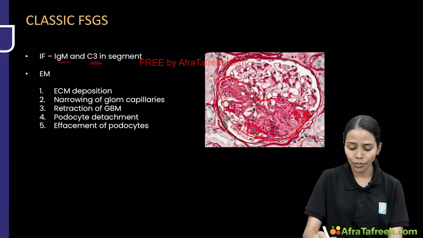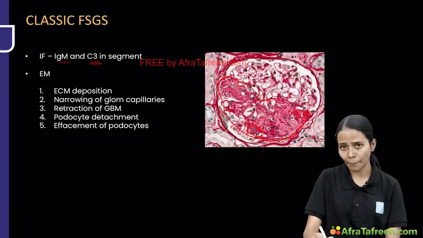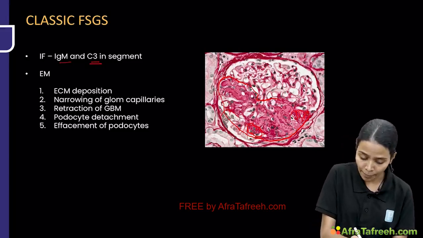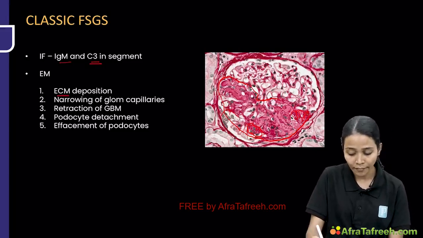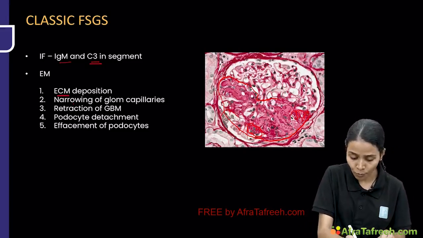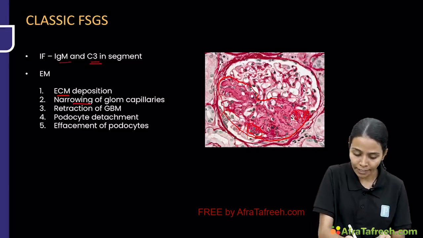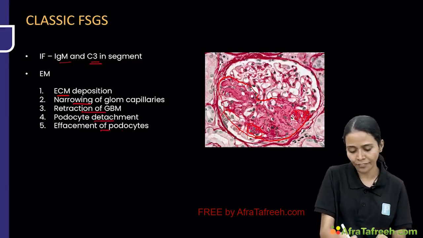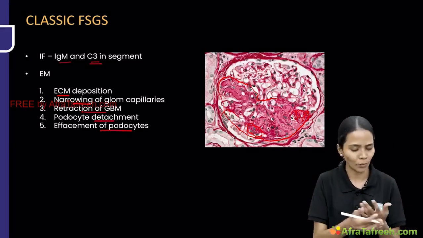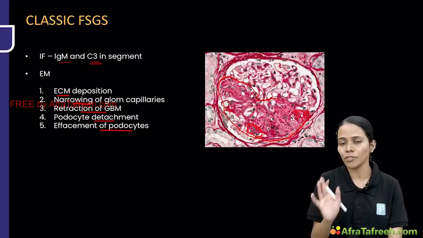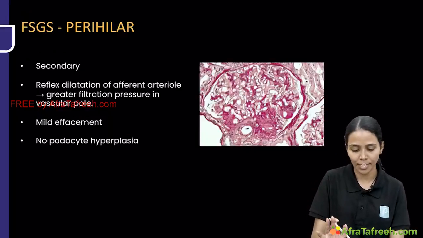Now, when you go to the electron microscopic appearance, there is going to be extracellular matrix that is deposited. When something deposits, what happens? The blood vessels or capillaries become narrow. The GBM overlying it will retract. The podocyte overlying that will detach and efface. Okay, so these are the things that we discussed till now. That is what you are going to find in electron microscopy. So this is the first type, that is FSGS NOS.